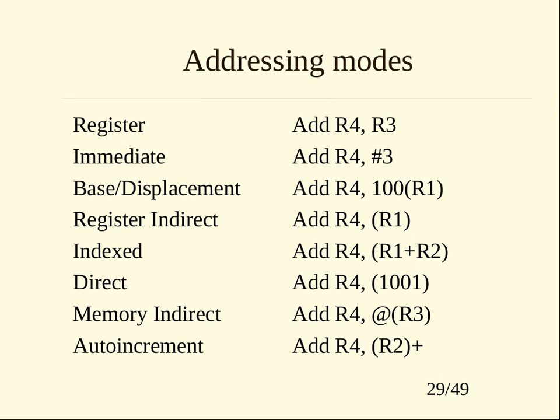Let's say register indirect. That's whatever's in that piece of memory. Again, you just don't have to do displacement. Indexed, that's if you want to add those two to get the value. That makes sense. Direct, because you actually put the number directly in there. Memory indirect. Ooh, I don't remember that one.